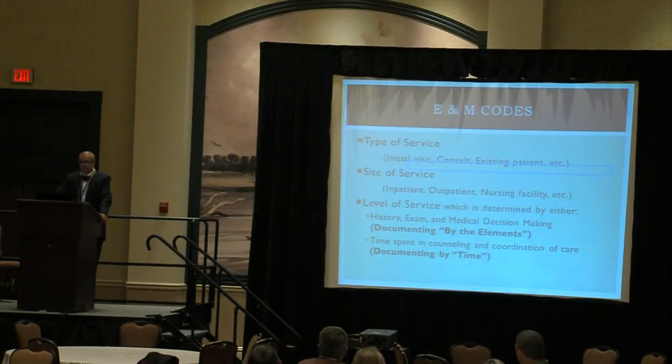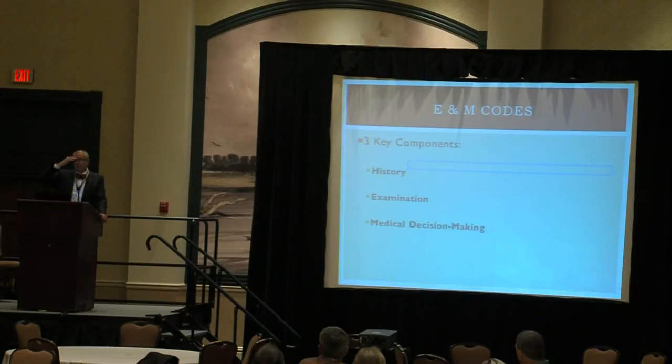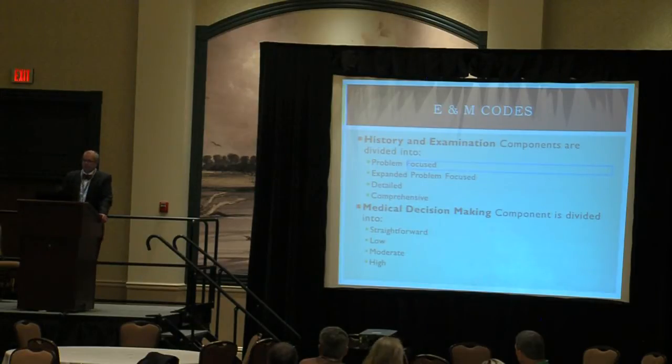Level of service for these is determined by either the history, exam, and medical decision making, by the elements, the complexity of those elements, or by counseling and coordination of care if it's over 50%. So on documenting by the elements, the three key components are the history, the examination, and the degree of complexity of the medical decision making involved. The history and examination components are divided into 4 different levels: a problem-focused evaluation, an expanded problem-focused evaluation, a detailed, and then a comprehensive history and examination.